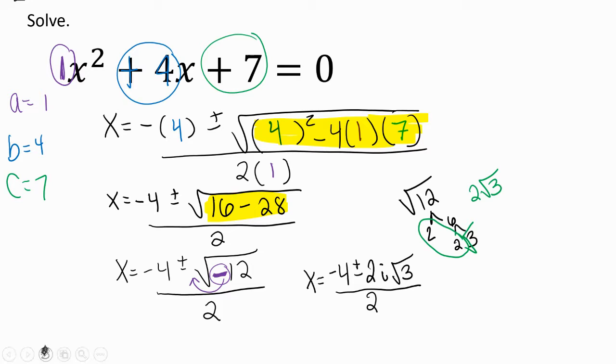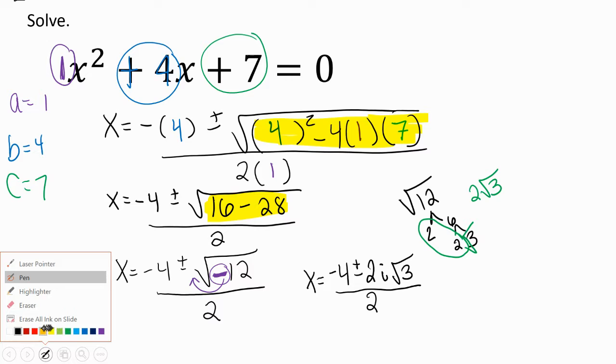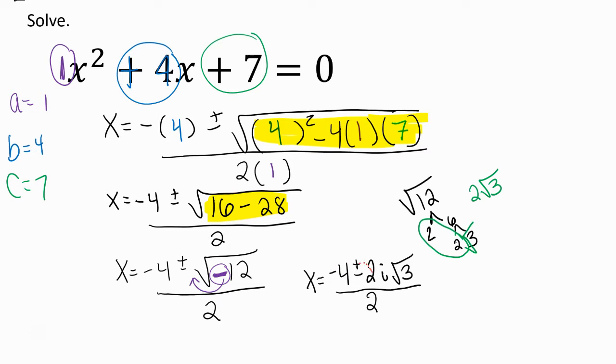And then the last final step that we need to make sure we do is reduce these numbers. So what number goes into 4? 2 and 2. Well, 2 does. So you're going to reduce that to 2, that to 1, and that to 1. And so our final answer is going to be negative 2 plus or minus i square roots of 3.